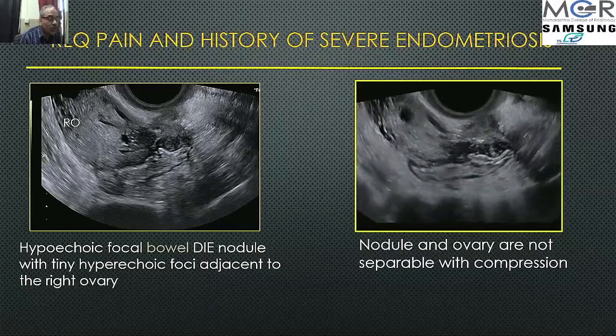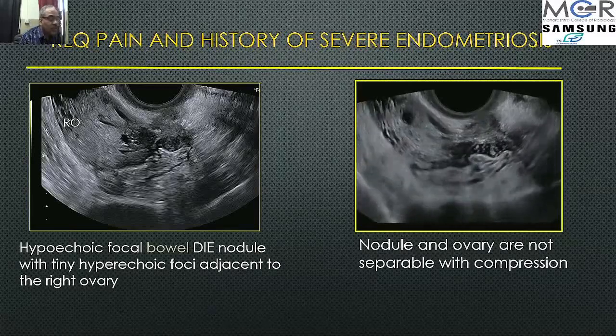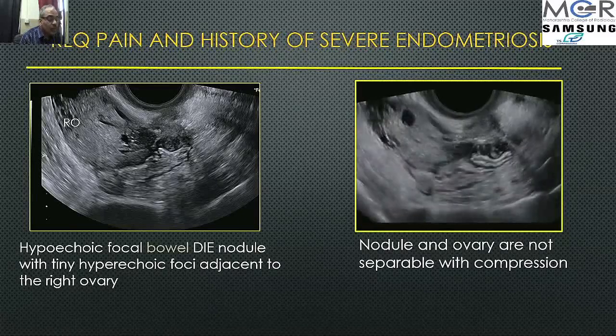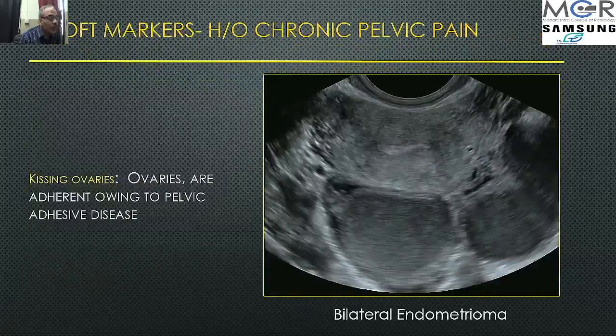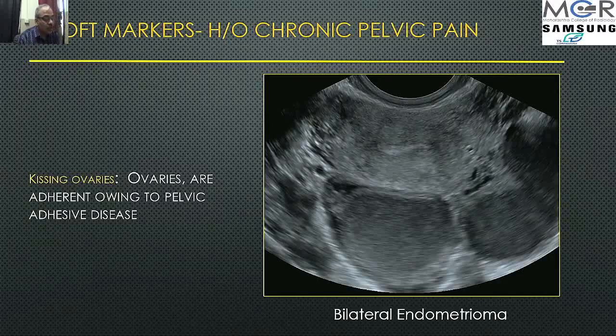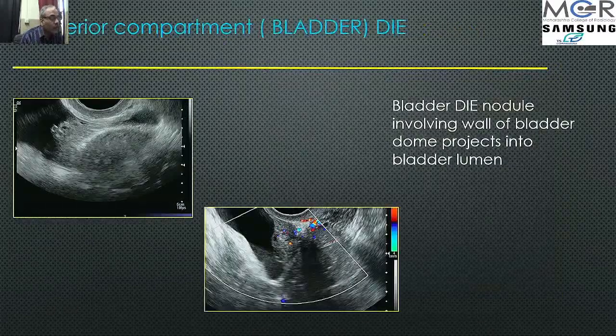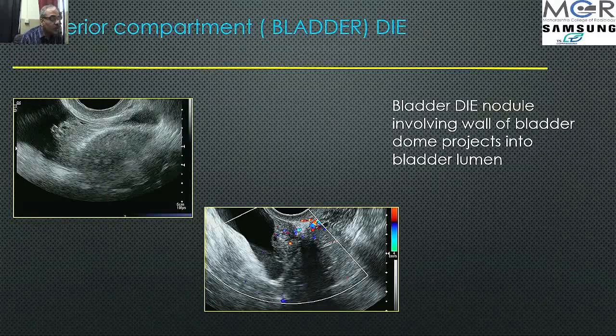For example, this is the ovary and this is the nodule as seen here, and when you do dynamic assessment they are not moving, they are not separable and are in a fixed position. Then another case, we can see both ovaries, they are posterior to the uterus and they are adherent owing to pelvic adhesions. This is the case of bilateral endometrioma. Then in the anterior compartment, you can see involvement of the bladder, the base and the dome, and that is projecting inside the bladder lumen.